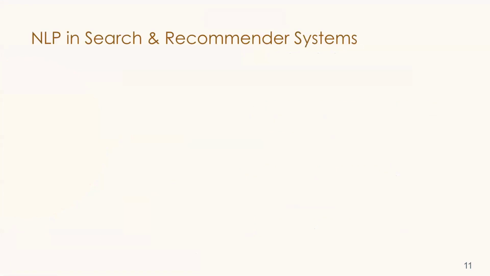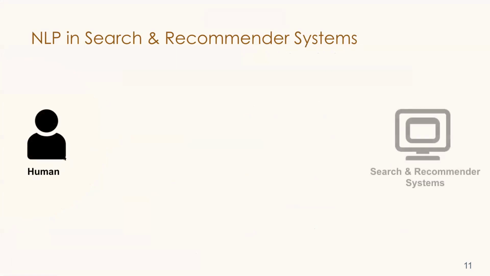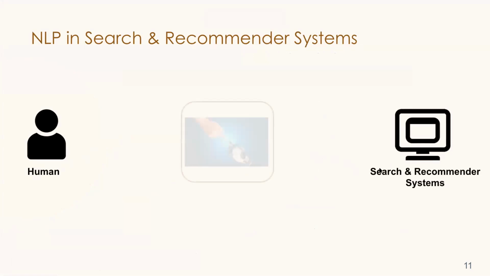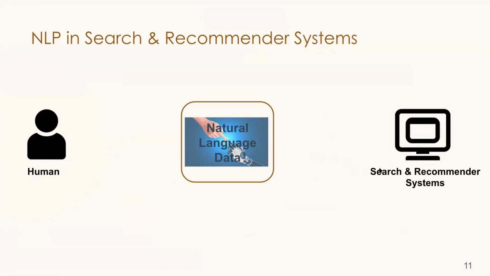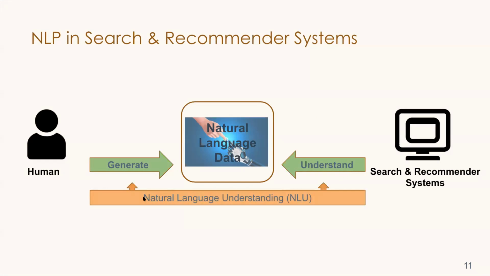So as Huiji just explained, natural language processing is a key component in the search and recommender system. On one side, we have the users, and on the other side, we have the computers, and they interact with natural language data. For example, the human can generate a query, and then the search system needs to understand the query and retrieve the document. This part is usually called the natural language understanding component, NLU.